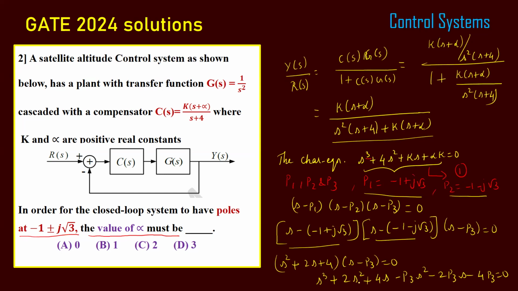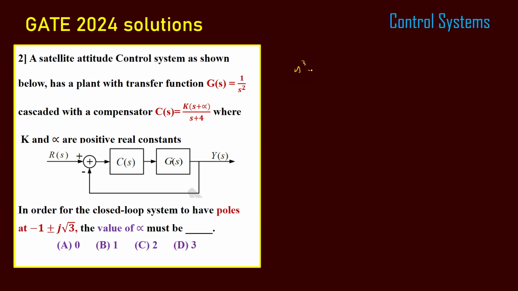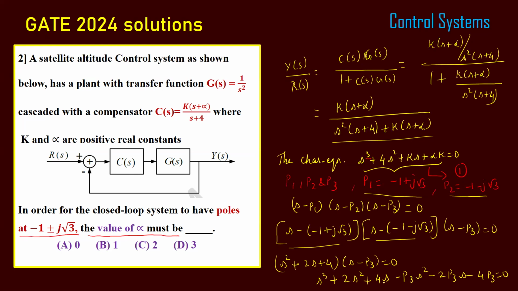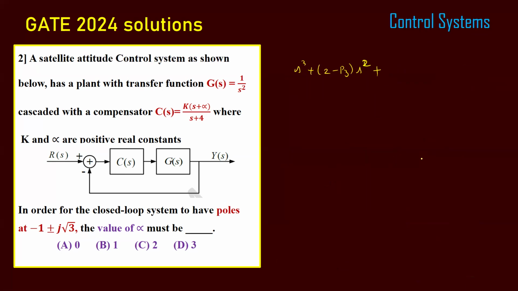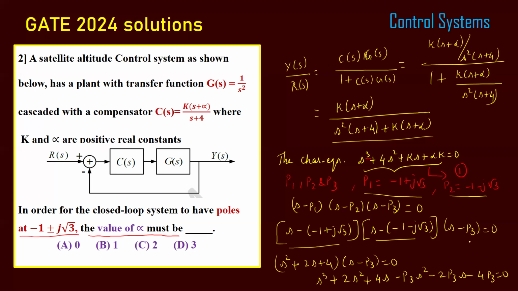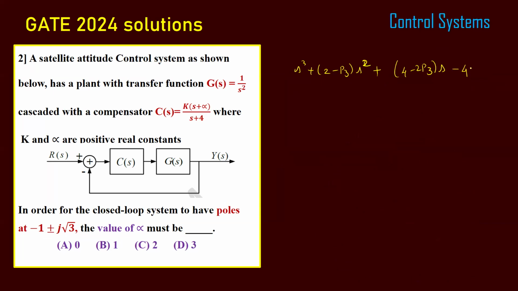S cube, S square coefficients are 2 and minus P3. S cube plus (2 minus P3) S square plus, what are the coefficients of S? 4 and minus 2P3. 4 minus 2P3, yes. And then constant minus 4P3. Minus 4P3 equal to 0. So I am going to take this as the second equation. Now comparing first and second equation.